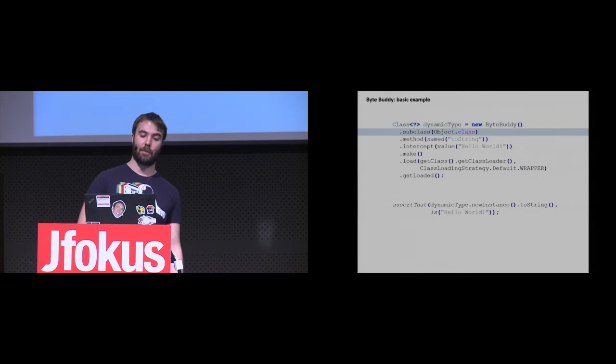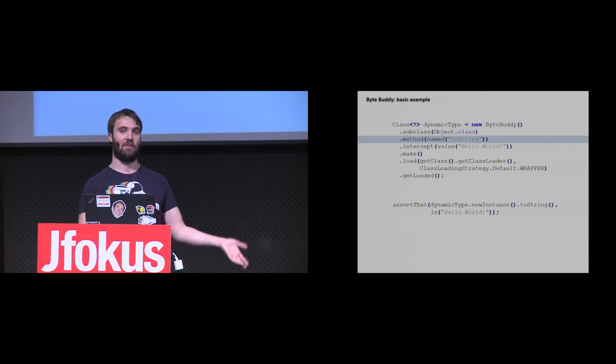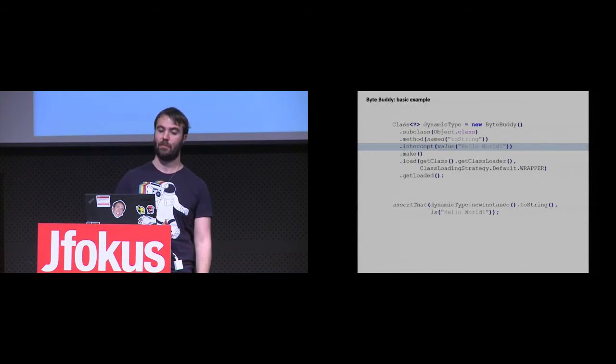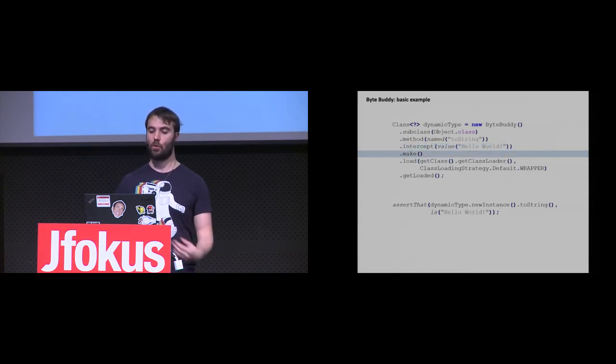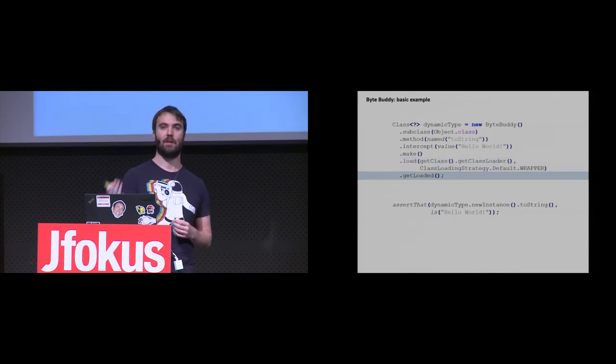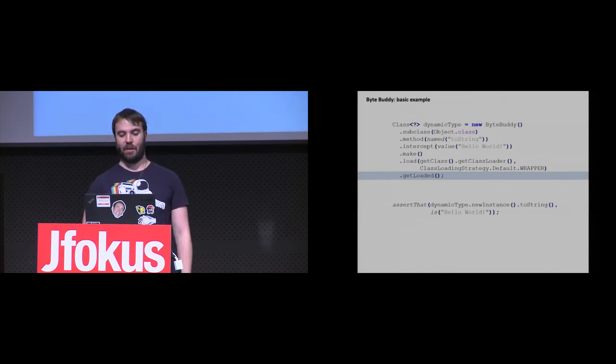We say we want a subclass of object, right? And then we want to take any method called toString. In this case, there's only one method that's called toString, which is Object.toString. We want to intercept it for returning the value hello world, right? So this is the code generation hello world example. Now we make that class, and we load that class into the context class loader of the code that we're running. And then we're already in the reflection API that you might know. Now we can run this assertion here, where we say dynamic type, new instance, toString. And that's going to be hello world, right? And that's what we wanted.